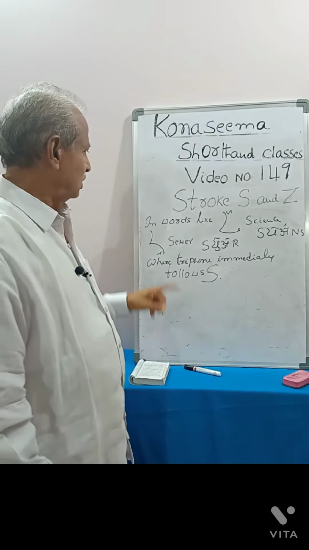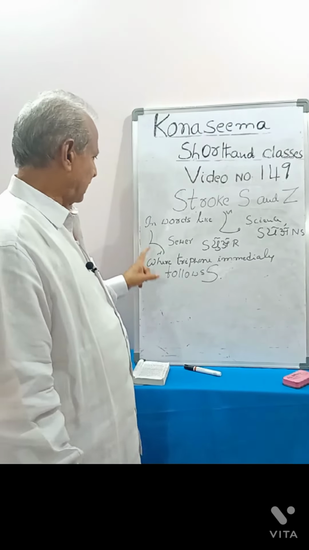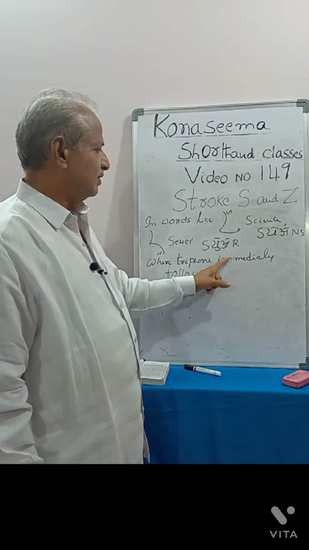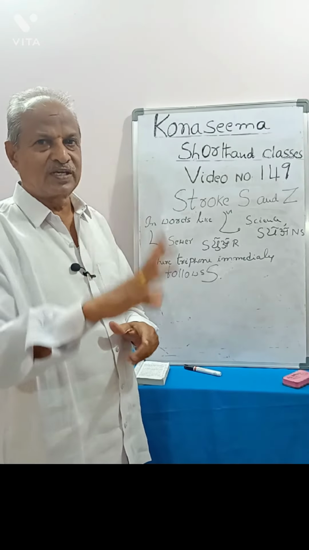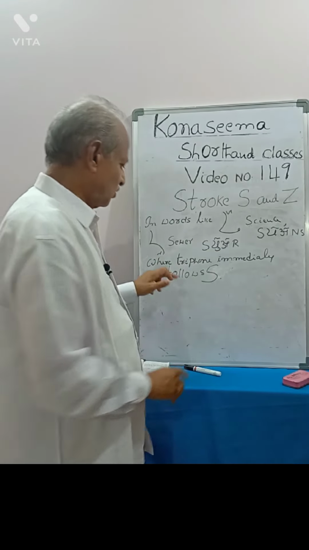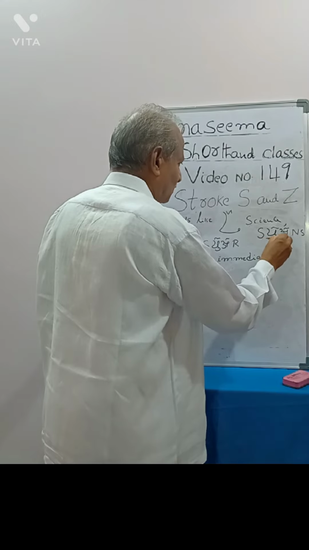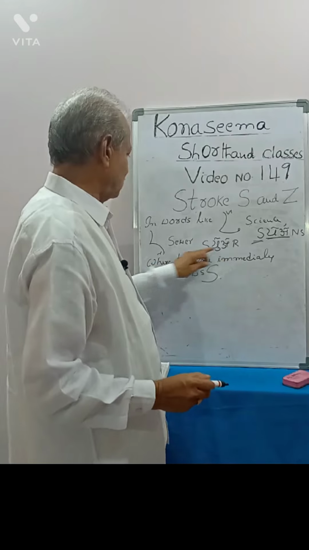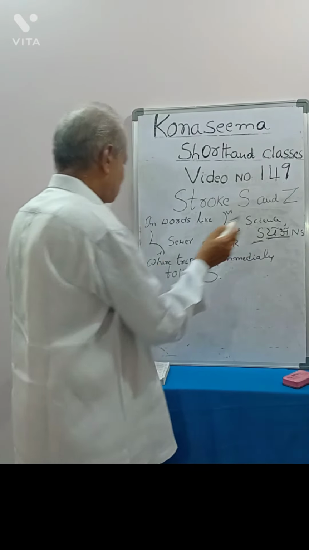Next, you see, in words like science and sewer, where a triphone immediately follows S, the stroke S must be written. You see here, where a triphone immediately follows S. Here, this is the triphone. It is following the initial S. S is being followed by a triphone.